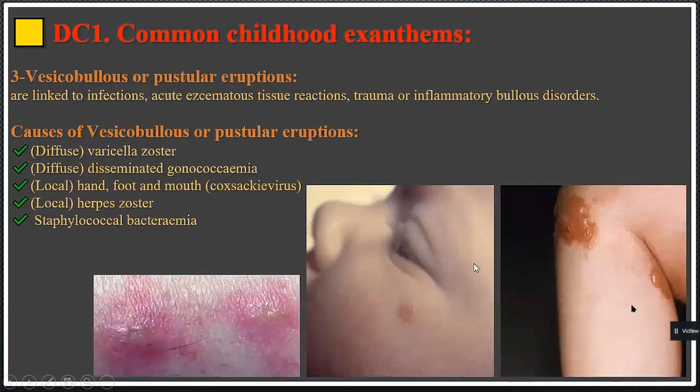If they mention, or you can see in the image, a vesiculobullous or pustular eruption, you can think about varicella zoster, you can think about gonococcemia, Coxsackie virus, herpes zoster, staphylococcal bacteremia.